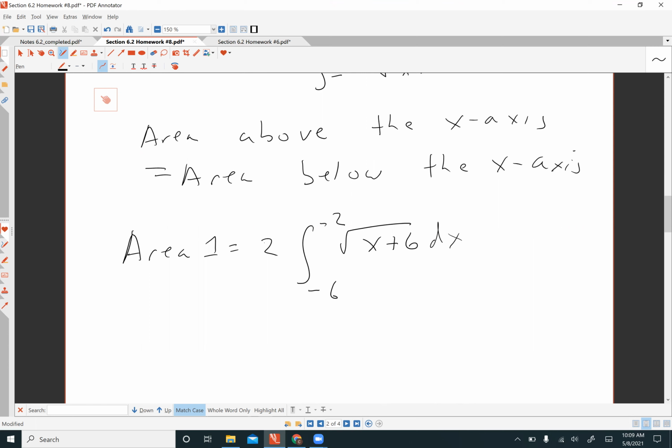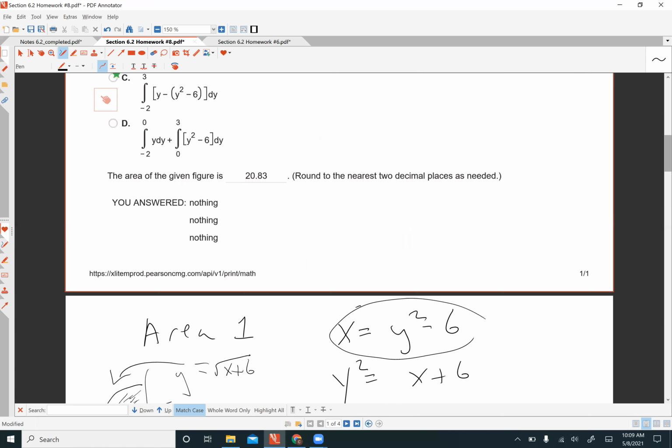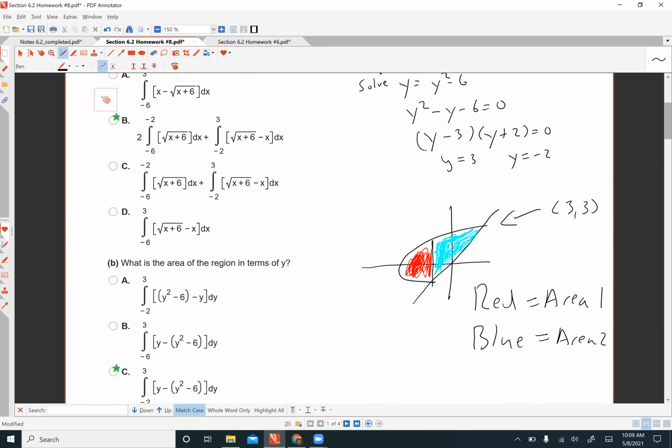The 2 is because we're looking at the area above and the area below. This integral just gives us the area above, so you multiply it by 2 to get the area below. So that's area 1, and now we have to get the other area, the blue area.